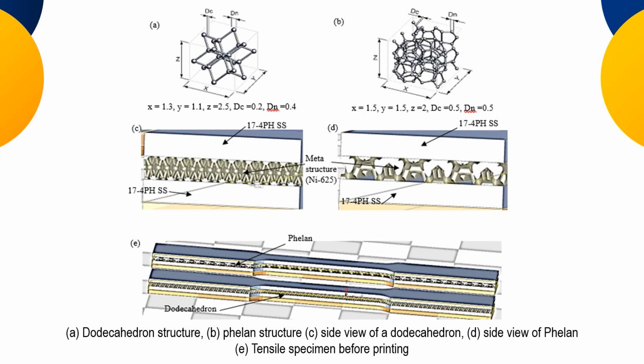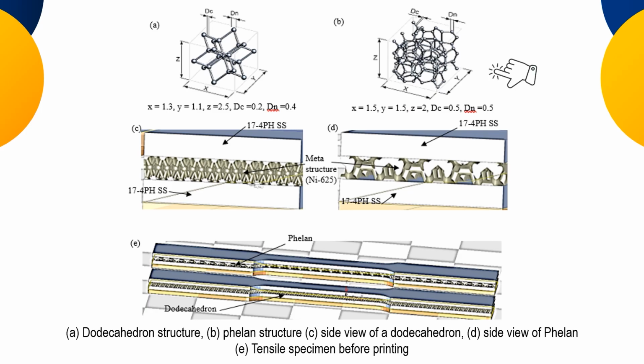So as you can see over here, these are the typical structures that are available. As you can see in figure A, this is a dodecahedron structure. So different nodes, their link, their length, angle, etc., have been fixed.